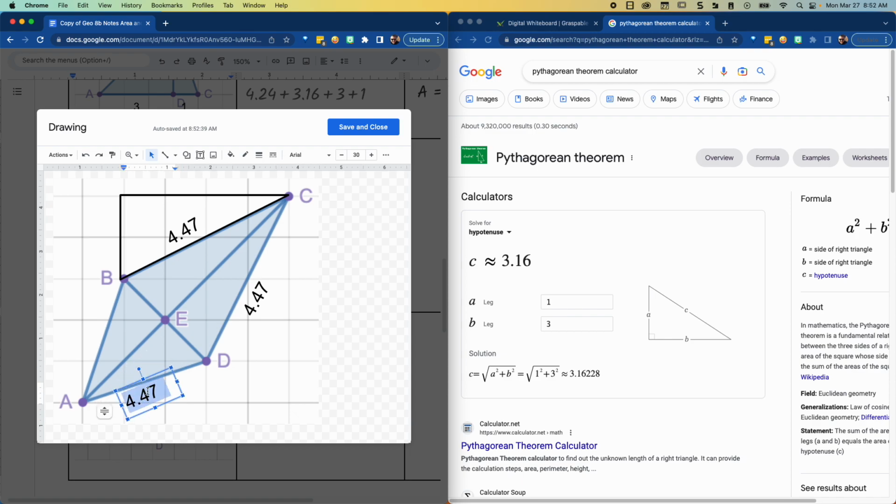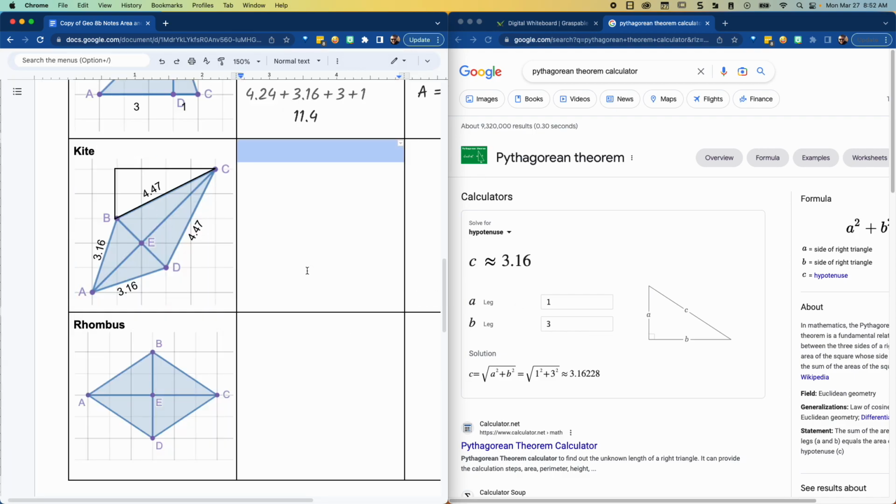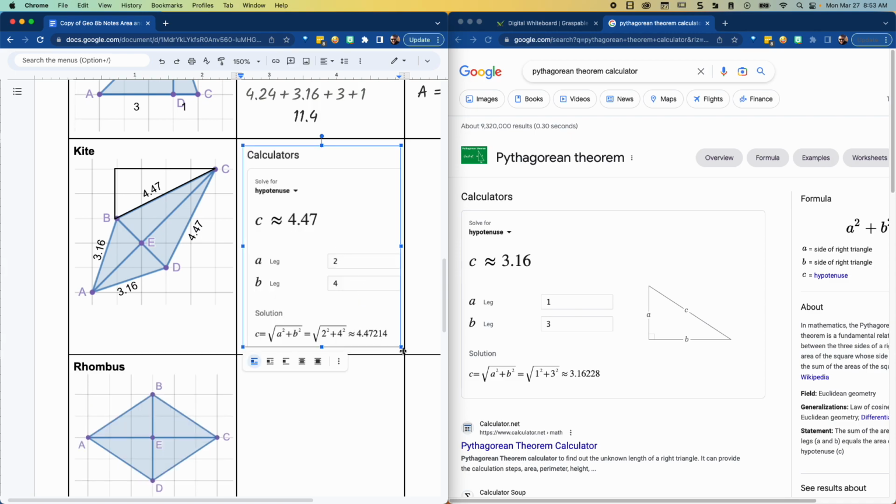Okay, so that's 3.16. And I'll do Control D to duplicate, and I'll put it over here as well. So 3.16, 3.16, 4.47, 4.47. Awesome. We got a lot going on in that picture, and we're still not even done, but I just need to put some calculations in here.